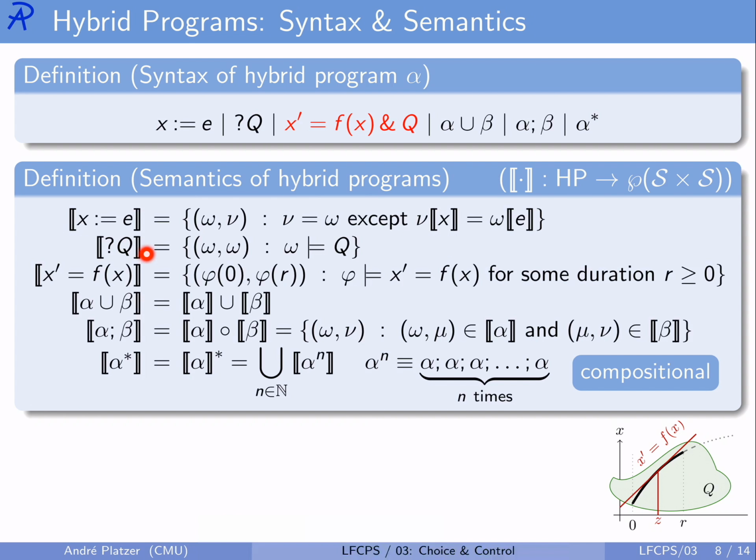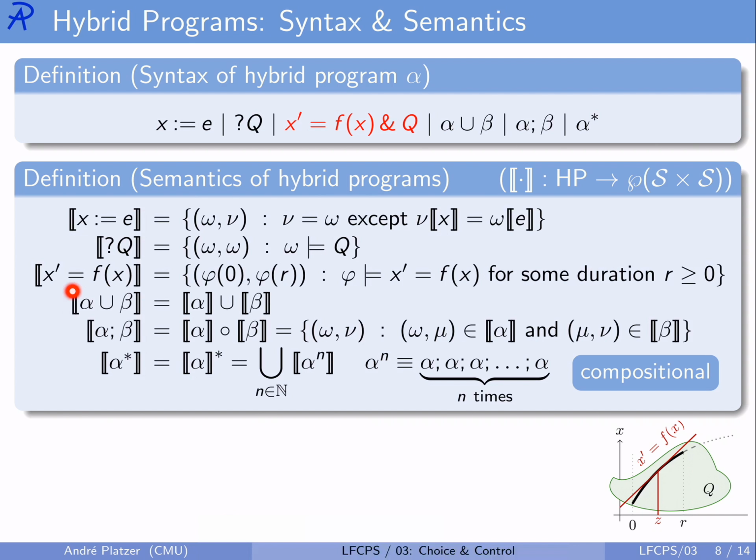The meaning of a test is the relation described by the set of all pairs that don't change state, so go from the old state omega back into the old state omega, but only do this if in the old state omega the logical formula Q was actually true. In other words, this actually implicitly says that the set of states we could go to from a state omega in which the formula Q is not true is actually the empty set, the you shall not pass condition.